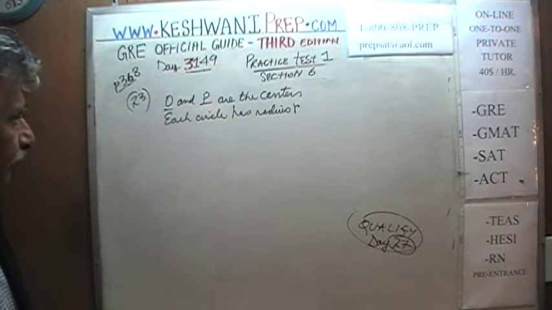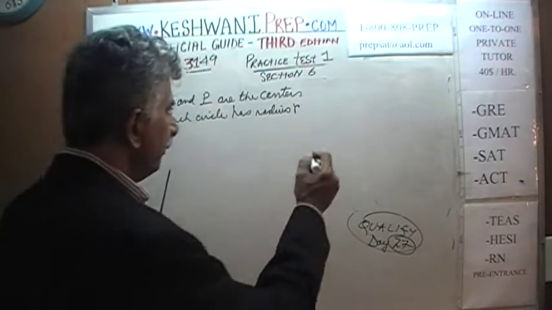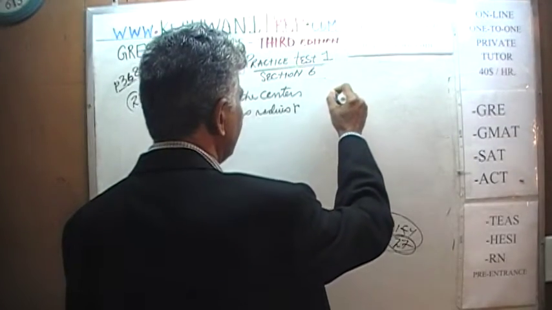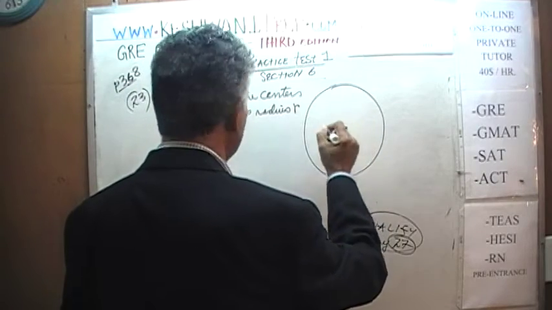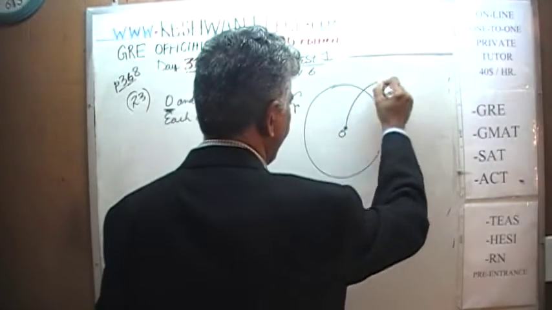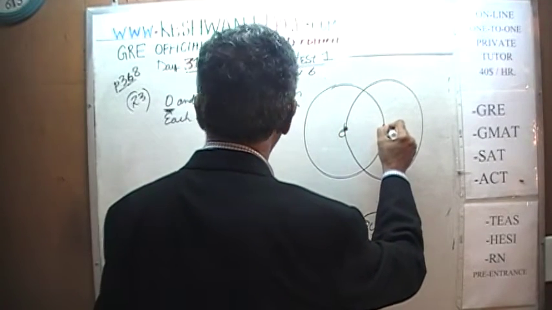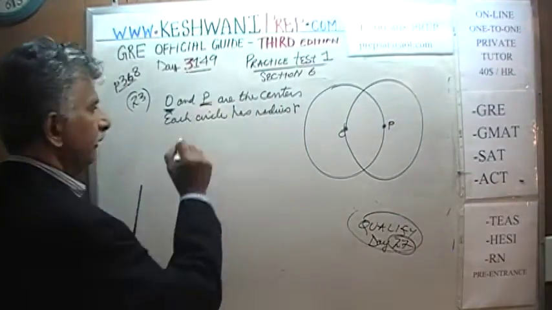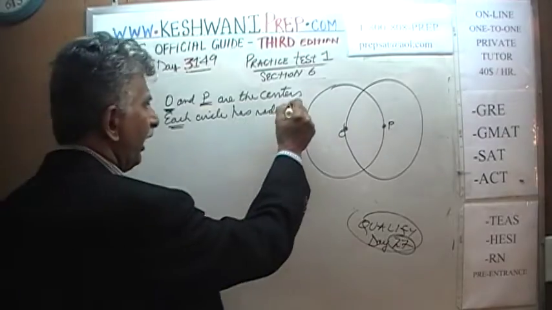Question number 23. In question number 23, they give us a picture. It's a geometry question. They give us a picture that looks something like this. We have two circles. Here's the first circle with the center O. And here's the other circle, and this circle has a center P. And we are further told that each of these circles has a radius of R.